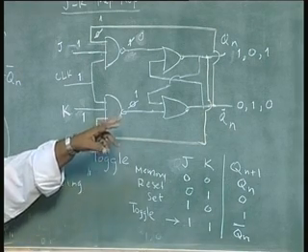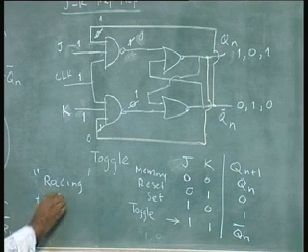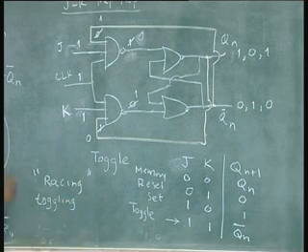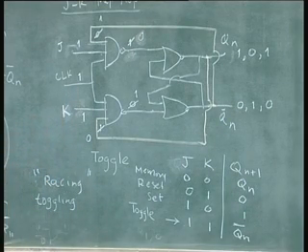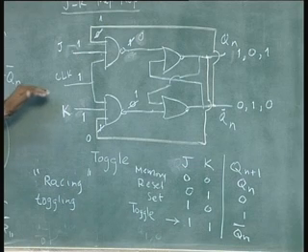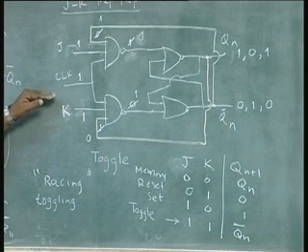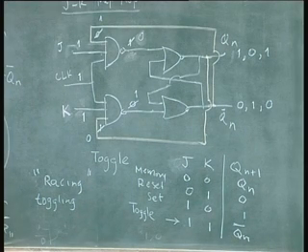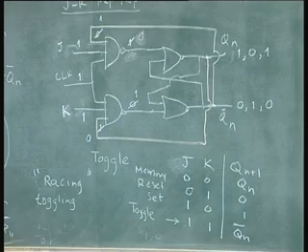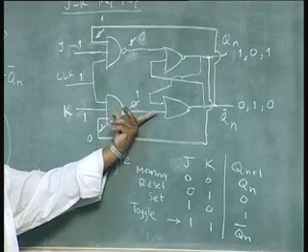Constant changing or toggling of the output of the JK flip flop, or any flip flop for that matter, continues as long as the clock input is high. As long as the clock is high, the output keeps toggling all the time. And what is the time of toggle? The time of the toggle is decided by the propagation delay of the gates.